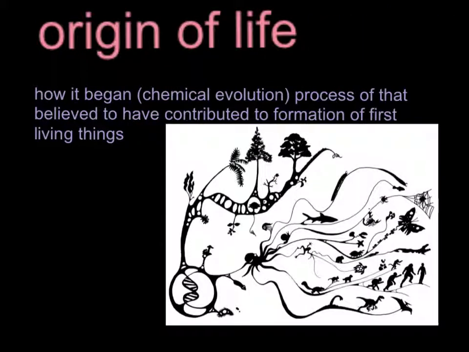Now, this slide is talking about the origin of life, and that's how it all began, with the chemical evolution that we see right here. Chemical evolution is the process that we believe contributed to the formation of the first living things within the ecosystem.